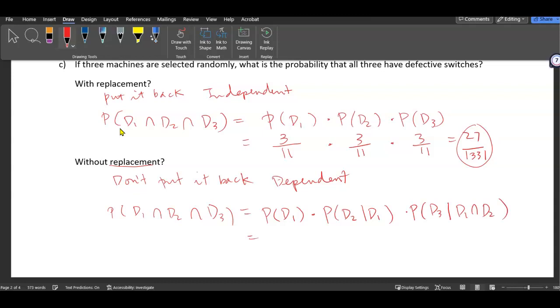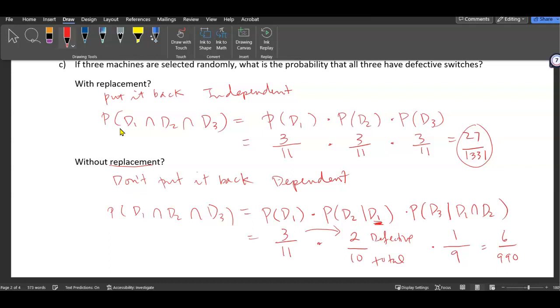So your first one doesn't get affected because it's still 3 defective out of the total 11. But your second one got affected by the first one because this is a dependent event. You don't put it back. So what does that mean? That means you only have 2 out of 10 total, because the 2 defective, right? And out of the 10 total machines, right? And the third one, you only get 1 left out of the 9, right? So when you multiply them together, the top is 6 and the bottom is 990, right?